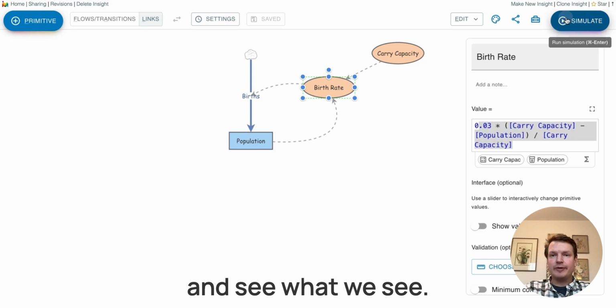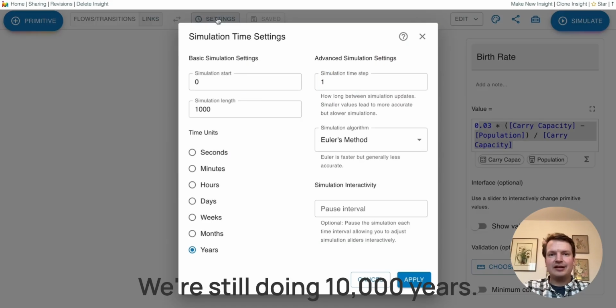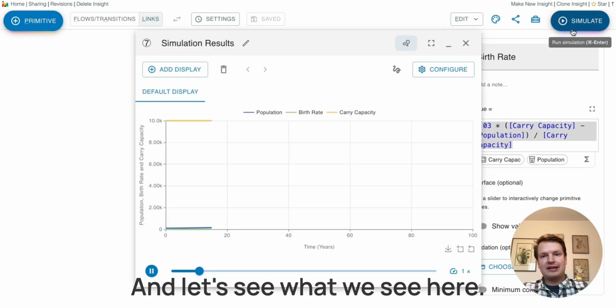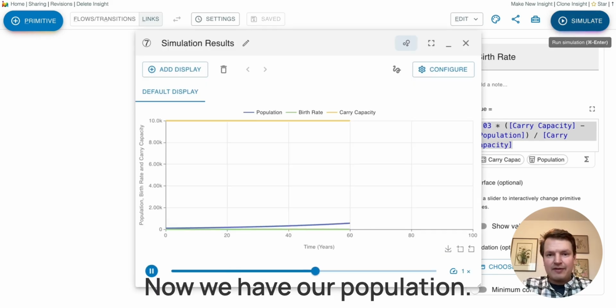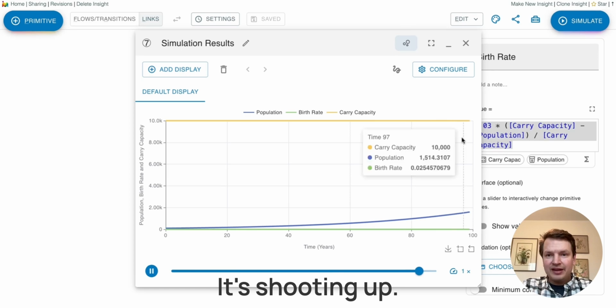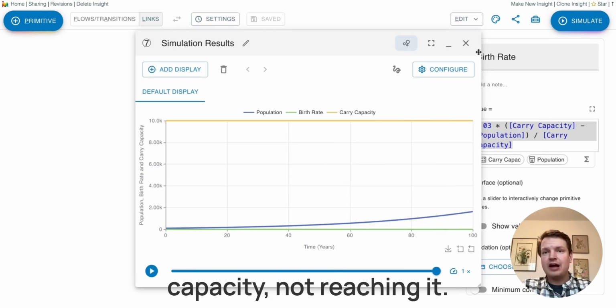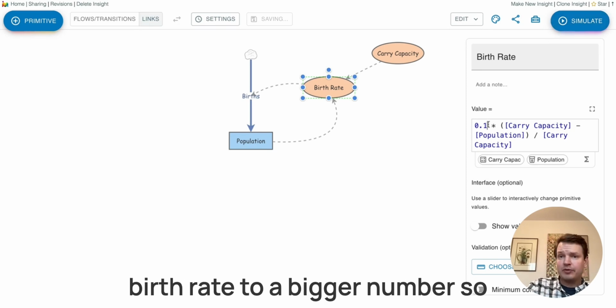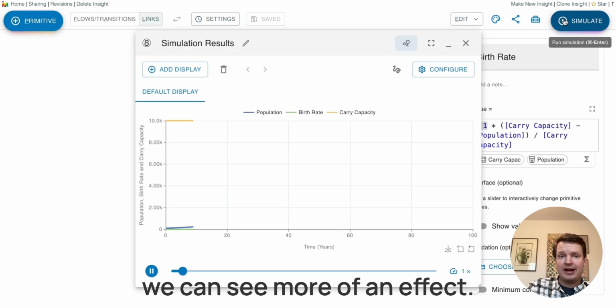Let's simulate this and see what we see. We're still doing 10,000 years. I'm going to go back to 100 years, so it's a little bit more manageable. And let's see what we see here. Now we have our population. It's shooting up. It's approaching that carrying capacity, not reaching it. I'm going to go quickly in and change that base birth rate to a bigger number, so we can see more of an effect.